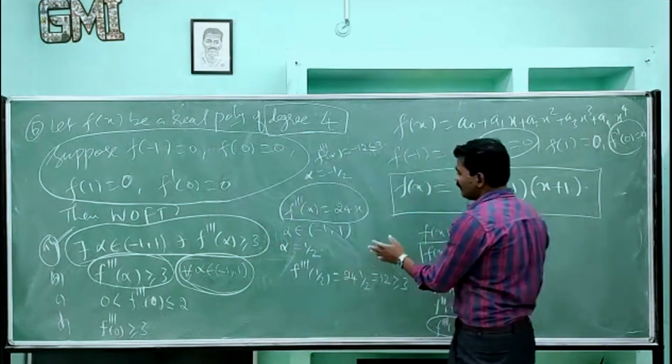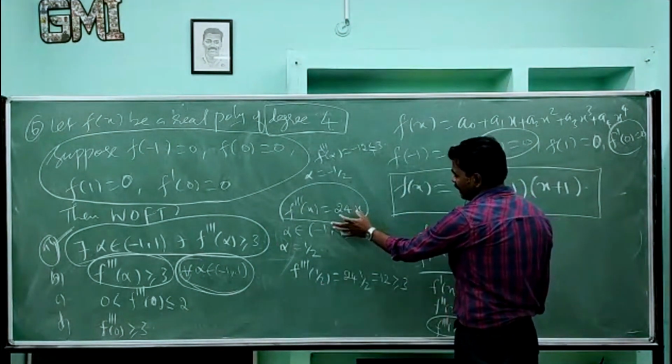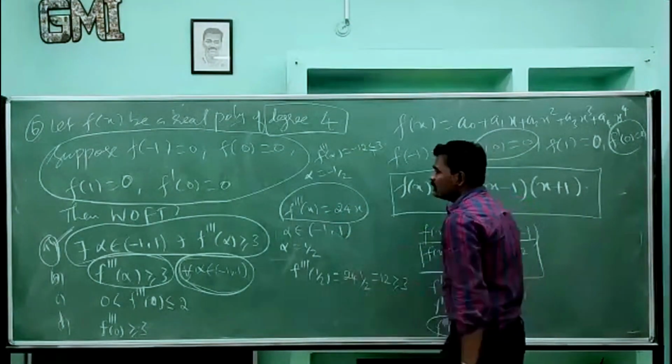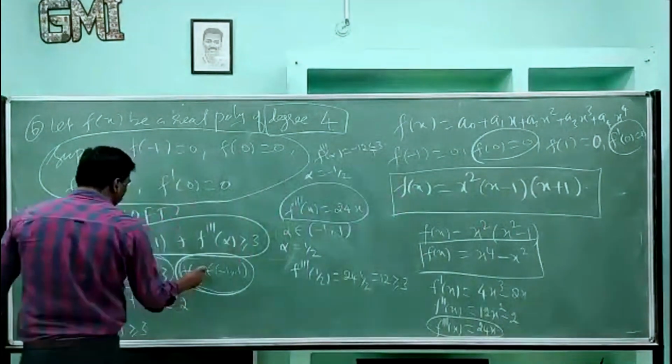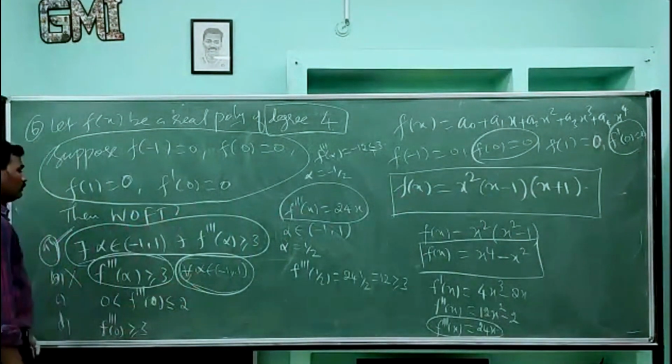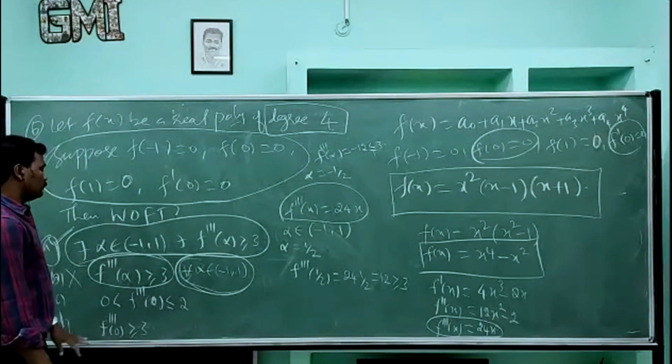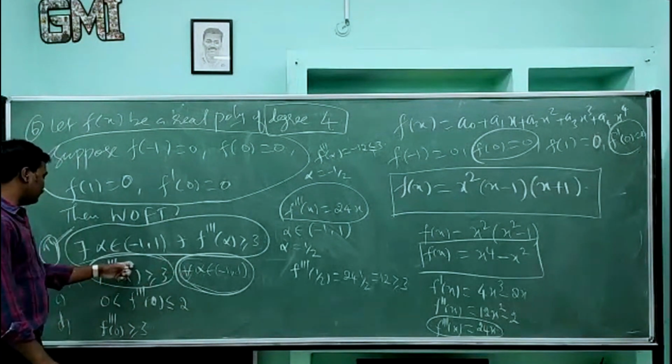Why? Because I have the function f triple prime of x, very clearly here. So therefore, this is not true for all alpha. Therefore, this option is not always true. It is not working for all alpha. So therefore this is false.